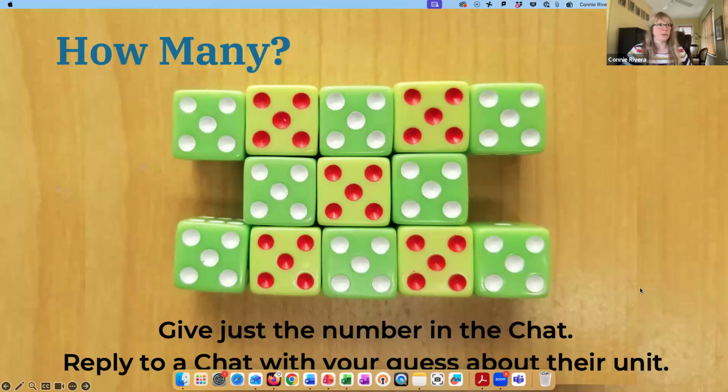So just to give the directions one more time for people who have joined us, we're looking at this image and we're asking how many, and you're giving just your number in the chat, and then you can reply to somebody else and ask them about what they were seeing to have gotten that number. So that word unit, you could in this case use it like label.